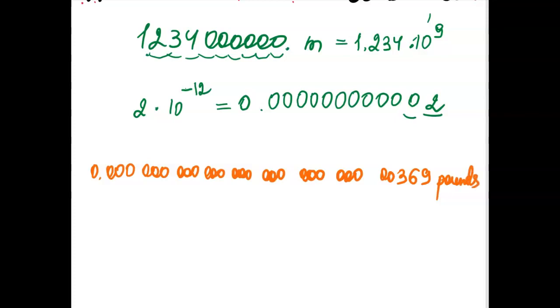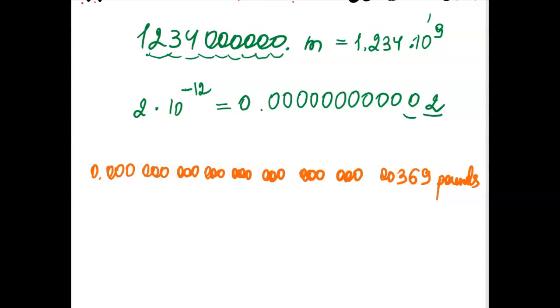What is this number? This number is the weight in pounds of a proton, of one proton. Weight in pounds of one proton. Okay? So, we need to write this number in scientific notation.